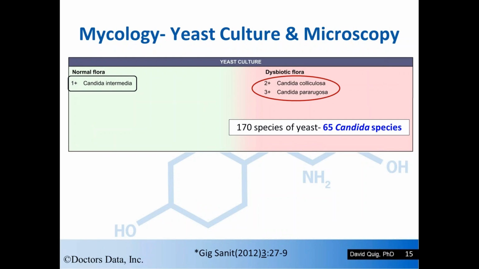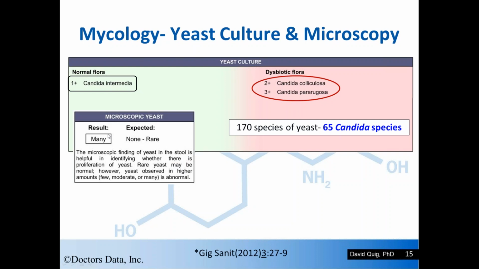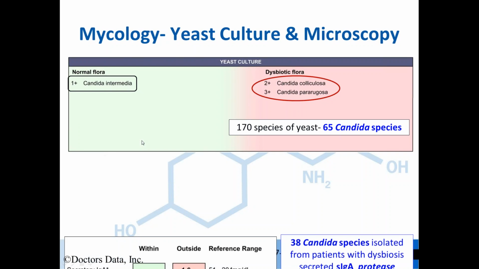Next thing we move to is the culture of yeast. Looking at mycology, we used culture and microscopy. With our MALDI-TOF library, we can identify 170 different species of yeast, including 65 candida species. Here we see a typical profile that we might see in an autistic child with significant yeast overgrowth in the candida genus. And we also look for the yeast under the microscope.